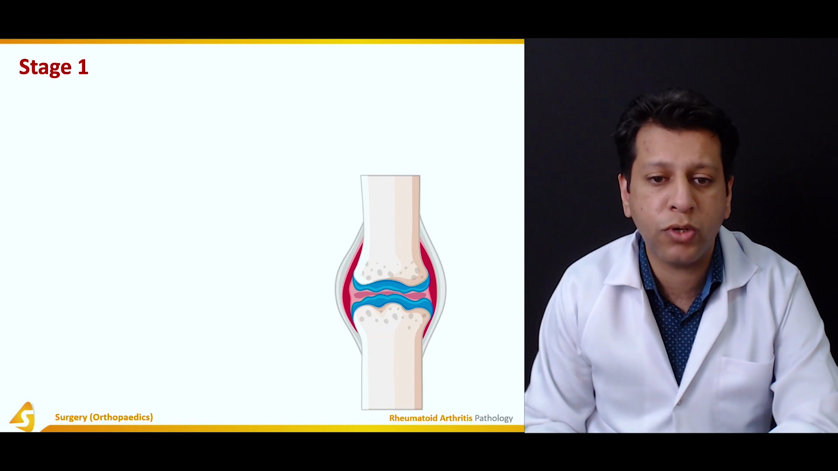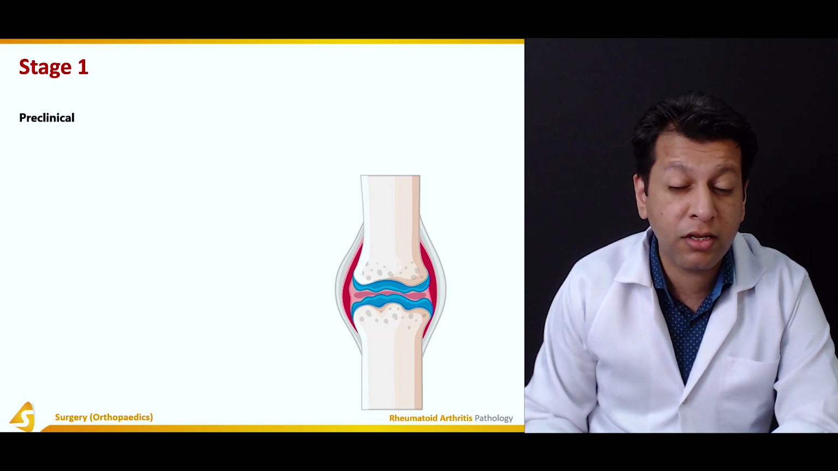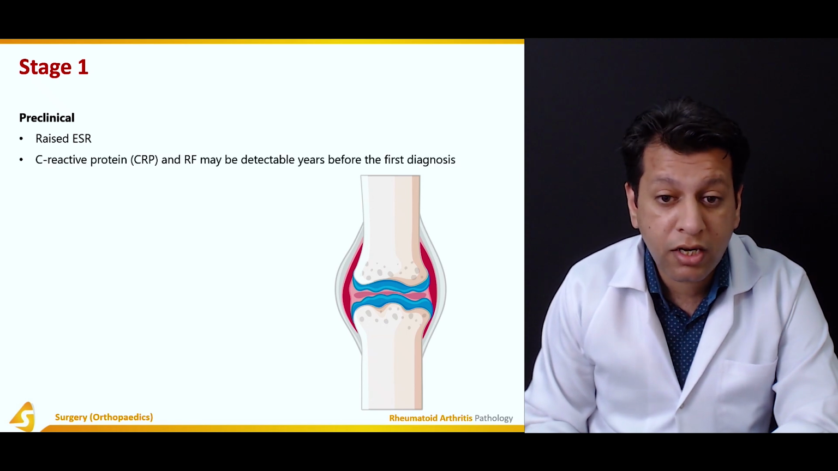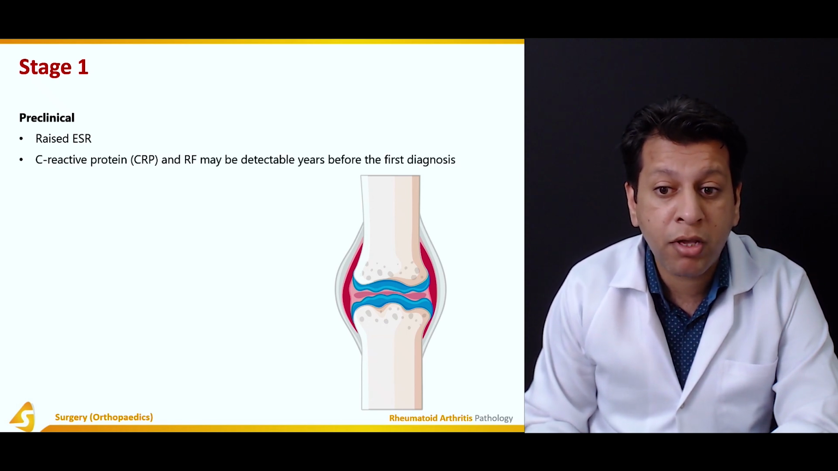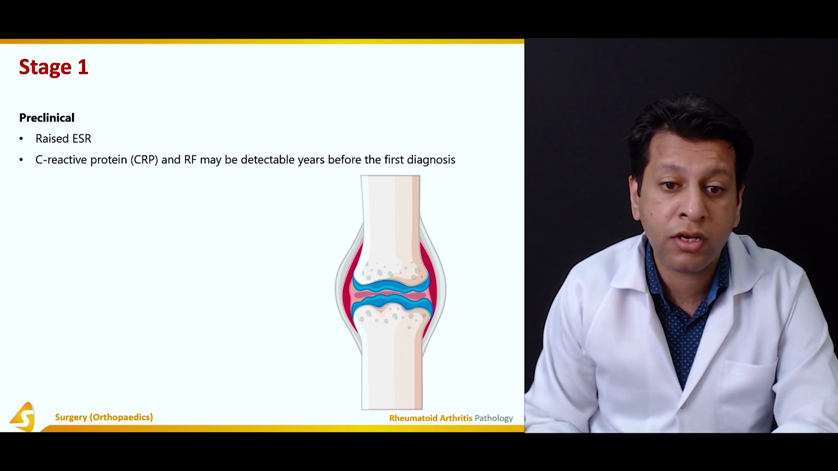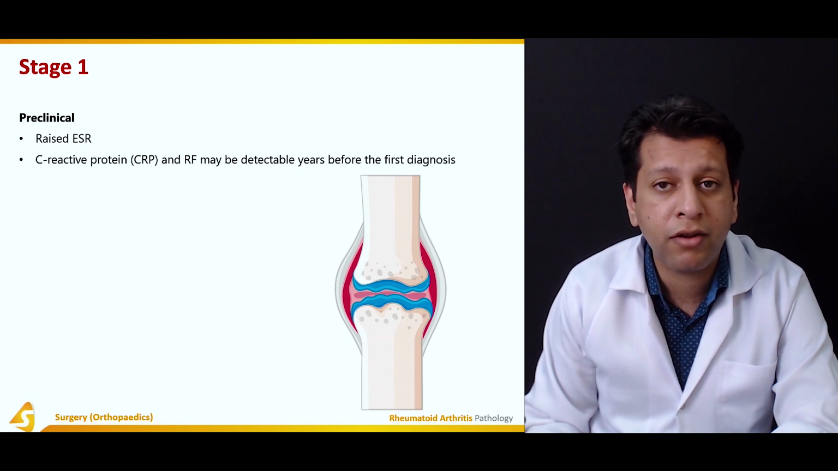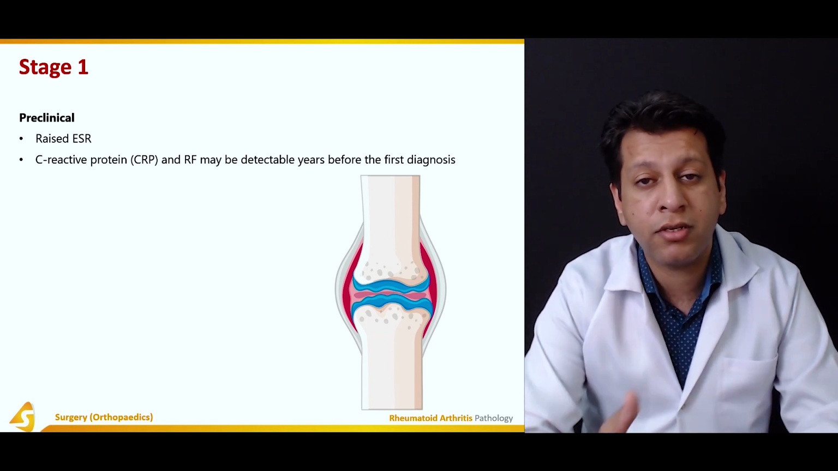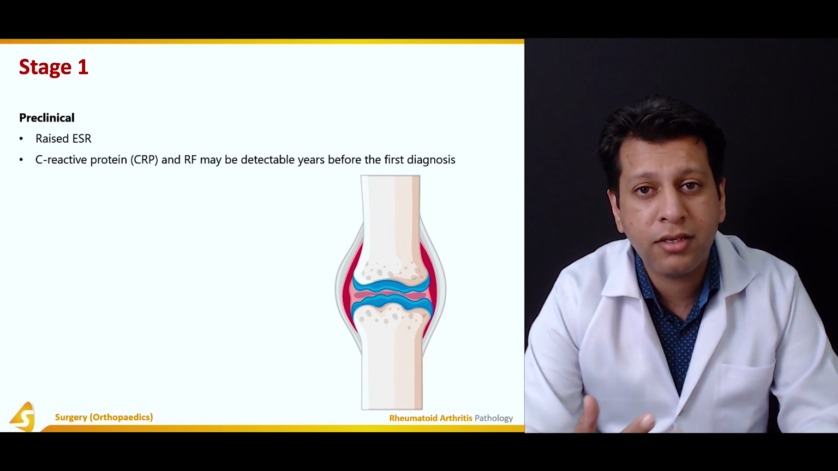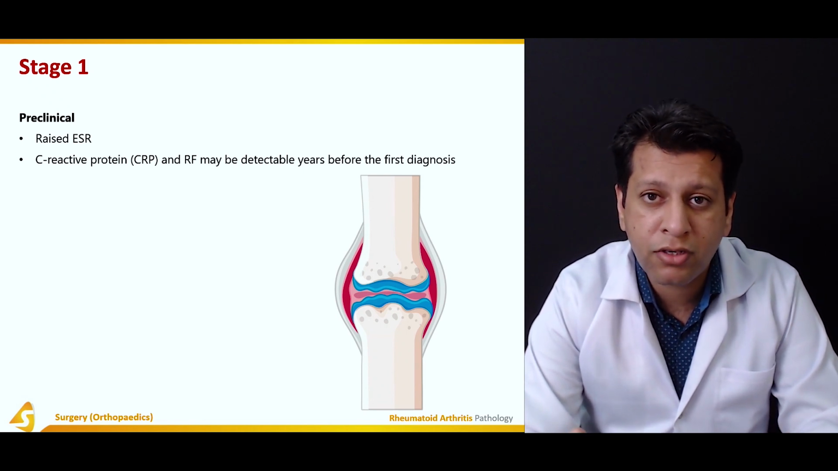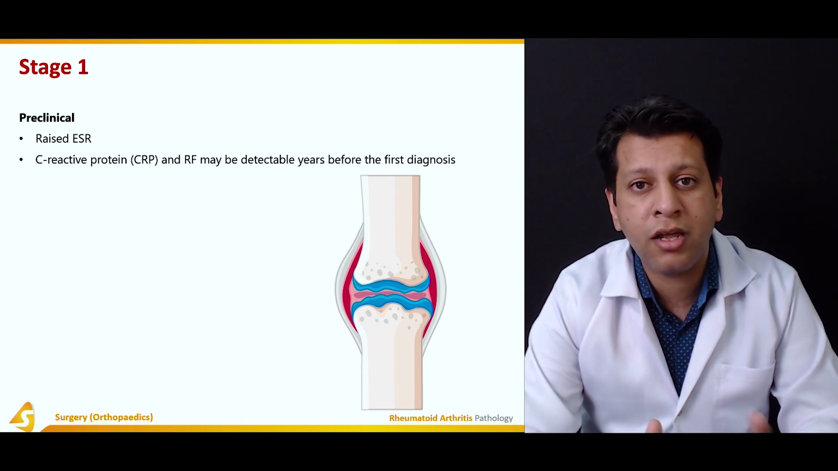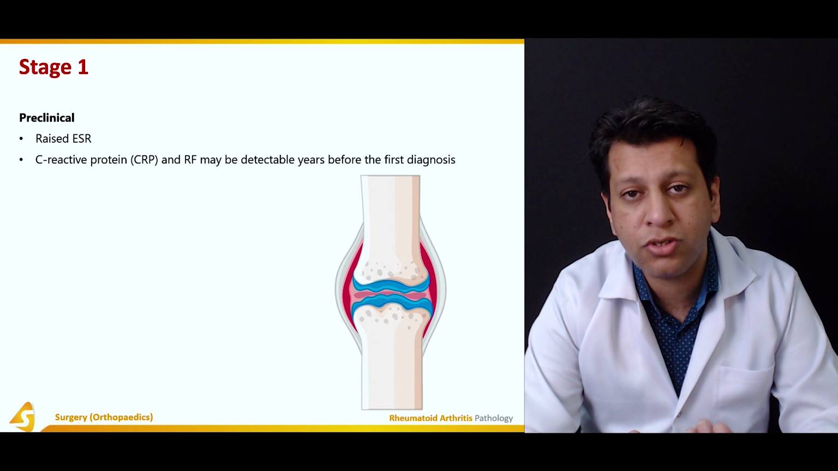Now coming to stage 1, this is termed the preclinical stage. There is raised ESR, C-reactive protein, and RF factor may be detectable years before the first diagnosis. It is important to note that RF factor, as I told you, may be positive in only 70%. So we have to see whether the patient has any symptoms or any family history of rheumatoid arthritis, and then establish whether it's early RA, established RA, or not RA.